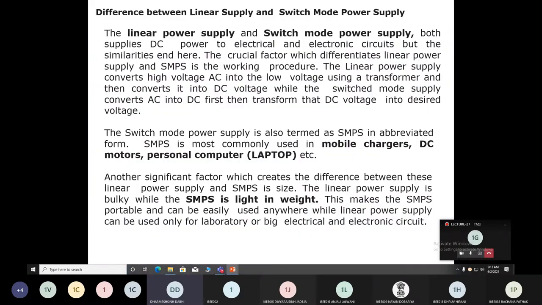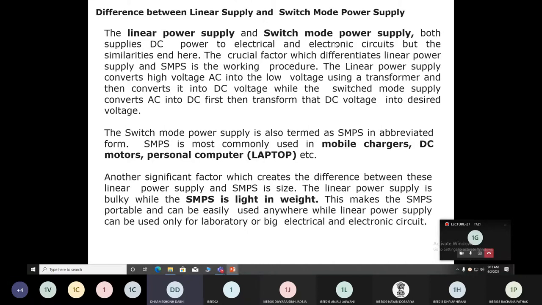So what is SMPS? Generally there are two types of power supply that we apply in electrical and electronic circuits. One is linear power supply and the other is switch mode power supply. So first we understand the difference between linear power supply and switch mode power supply.